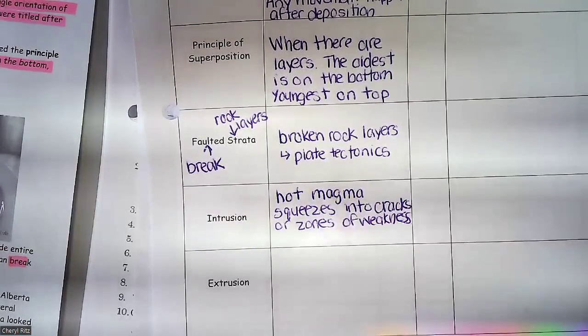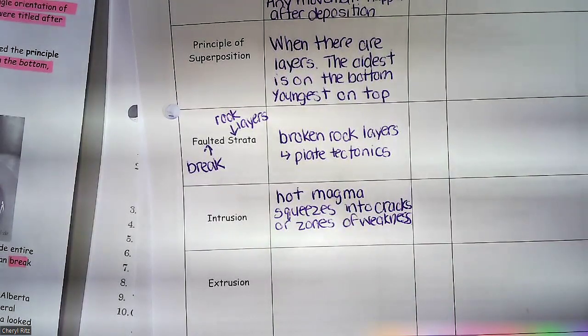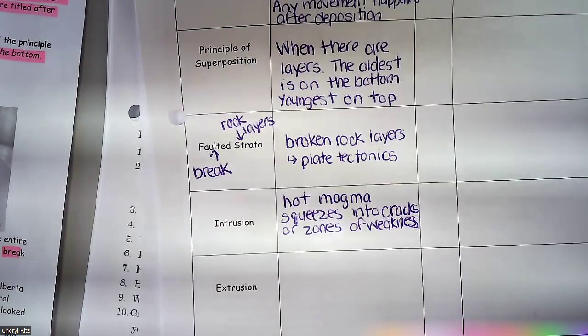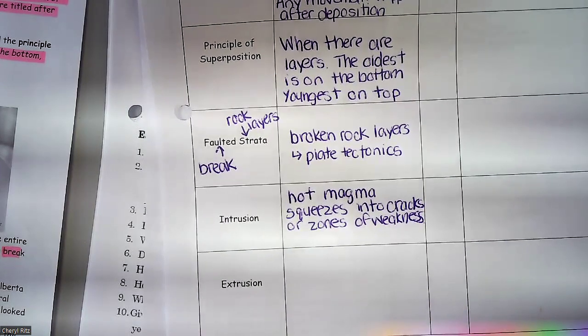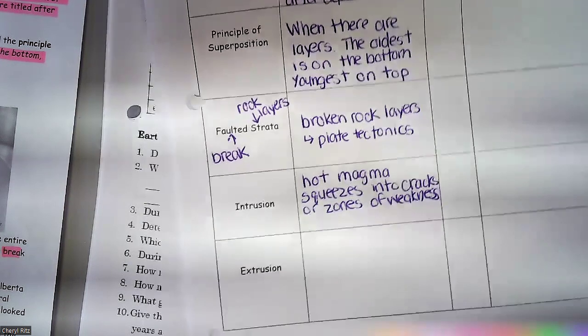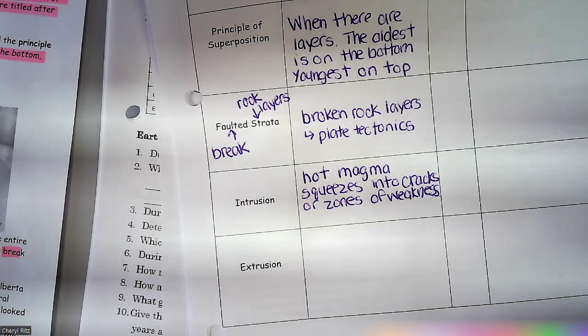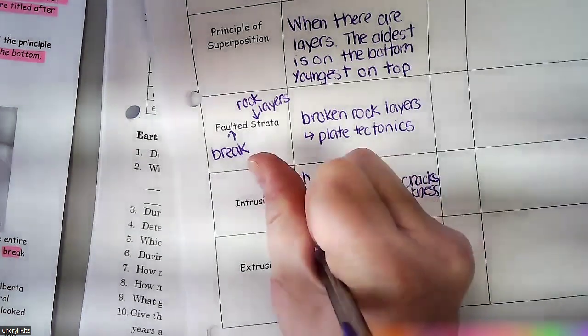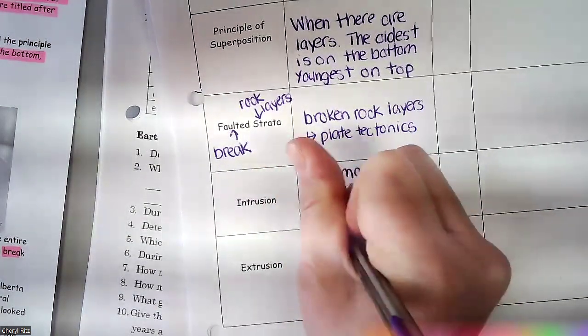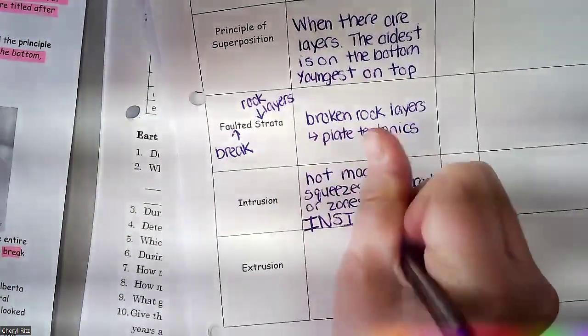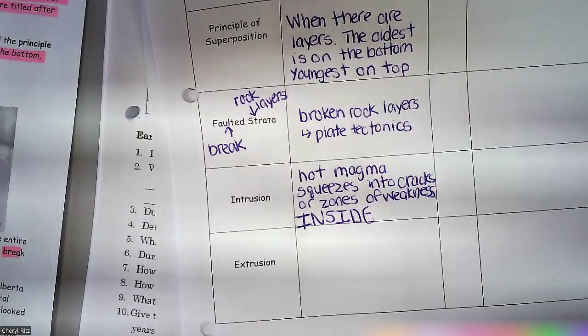I have one question that wasn't in the readings. Does intrusion sound like anything we've done already this year? Intrusive rocks. Intrusion is where intrusive igneous rocks come from. Crystals, they grow really big. And where is an intrusive igneous rock? Inside. I want you to add that, inside. So this is going to be inside Earth.